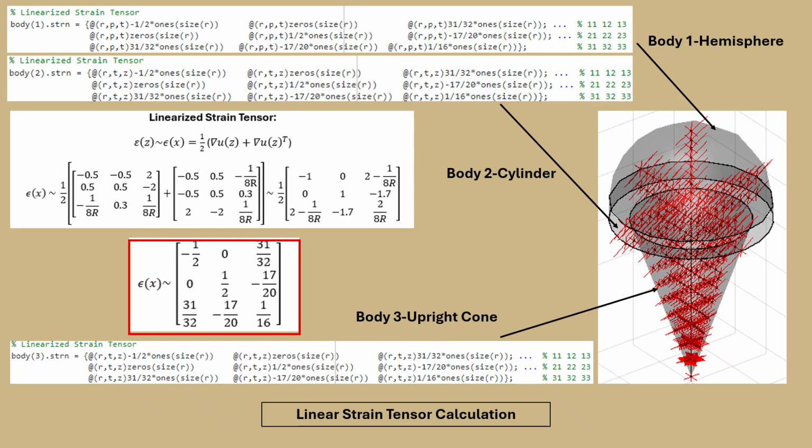So here is the derivation of the linearized strain tensor. As you can see, it's ∇U(z) plus ∇U(z) transpose, and that calculation can be seen below. The box in red is the final result, and then also the linearized strain tensor for each of the bodies, hemisphere, cylinder, and upright cone, and the MATLAB code for each of those respectively.